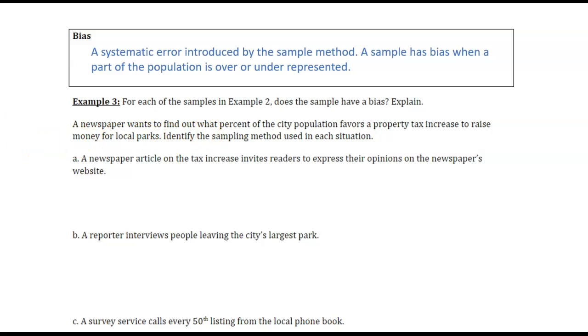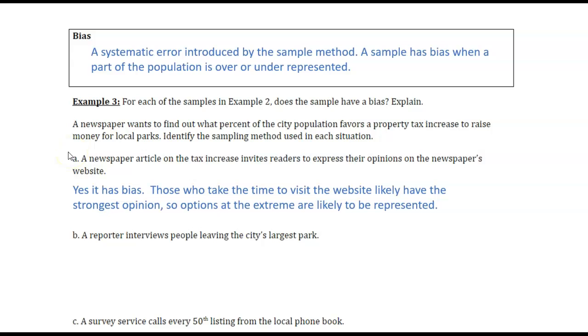If I asked people to go to a website to state their opinion, we need to think, does this have bias? We would say it does have bias because those who take the time to visit the website likely have the strongest opinions. Opinions at the extremes are likely to be represented. You're not going to take the time to go to the website if you're indifferent.